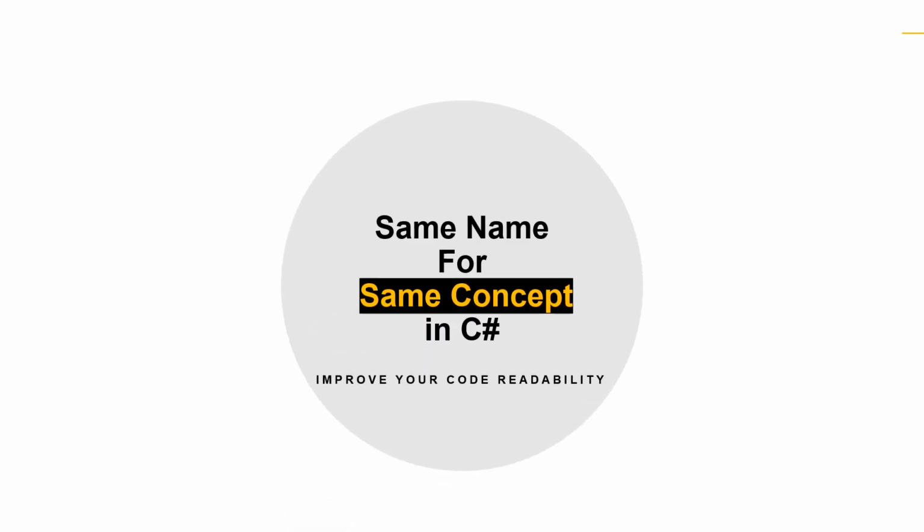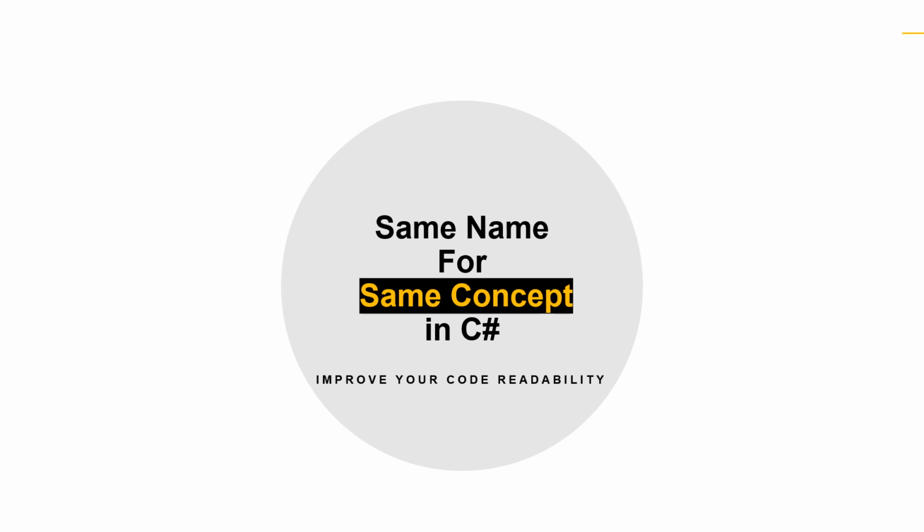Welcome to our video on the importance of consistency in naming conventions in C#. Consistency is crucial in coding, as it helps to make the code easier to read and understand. If a certain concept is represented by a specific name in one part of the code, it is best to use the same name consistently throughout the codebase. Using different names for the same concept can be confusing for the reader and make it harder to understand the purpose and function of the code.